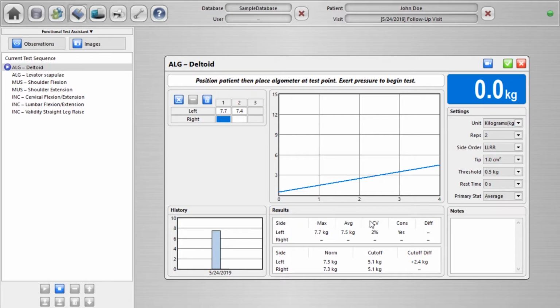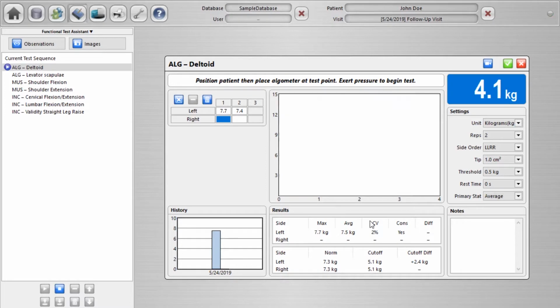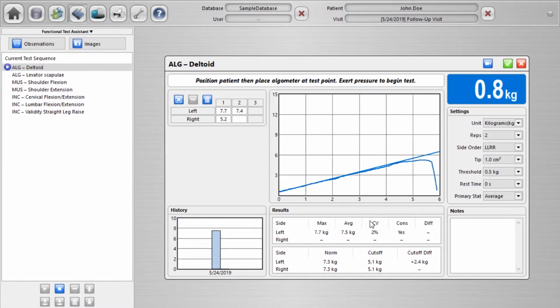So we're now testing the patient's right side, and again, we're going to go ahead and apply some force here. And again, the patient is either going to verbally let us know or push the thumb trigger.